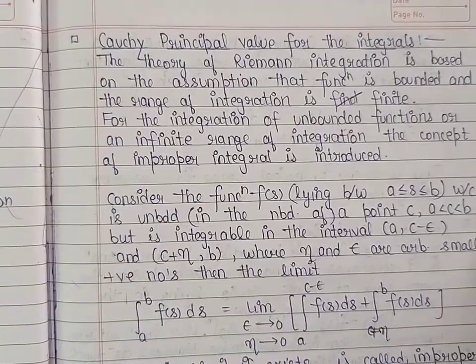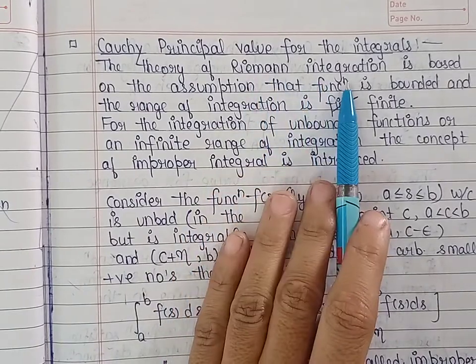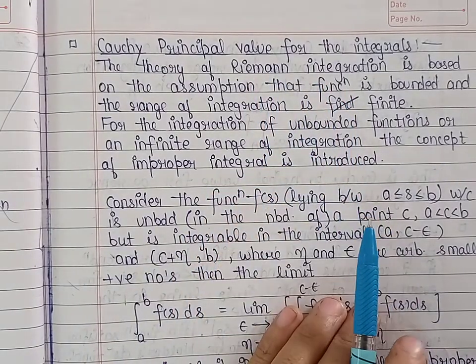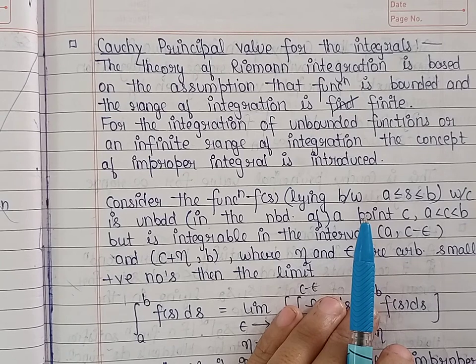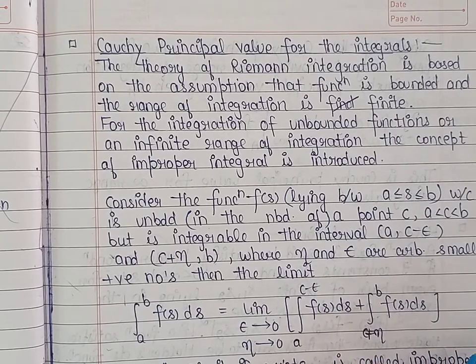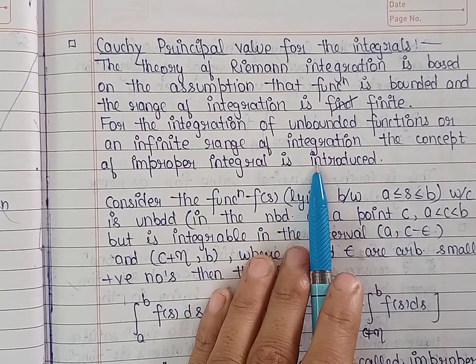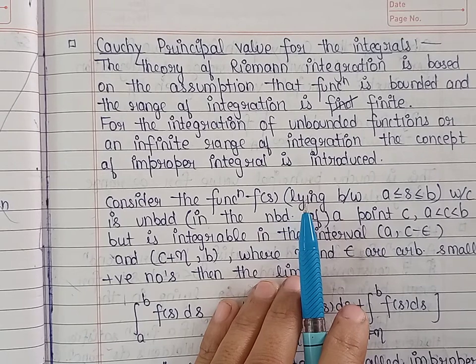Good morning, students. Our today's topic is Cauchy principal value for the integrals. In the theory of Riemann integration, we assume that the function is bounded and the range of integration is finite. But for the integration of unbounded functions, or when we have infinite range of integration, in that case we use the concept of improper integrals, and this concept was introduced by Cauchy.